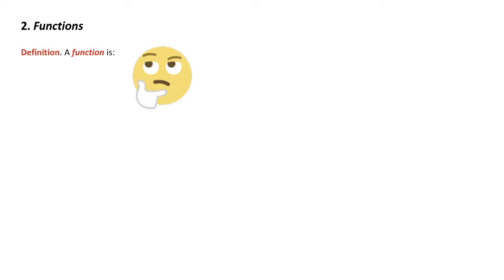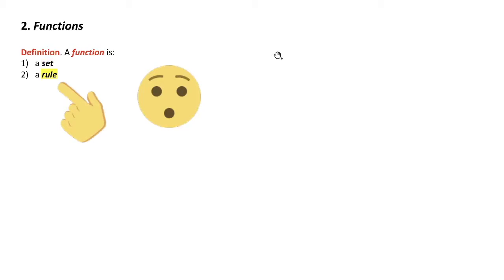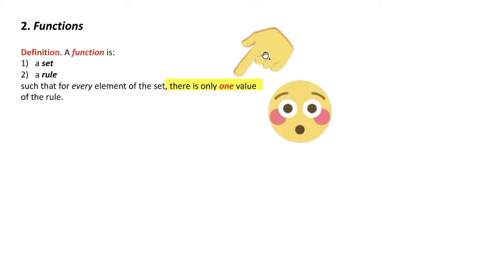Now, we're going to move up on the food chain, and introduce functions into this environment. So we've talked about sets, we talked about equations, we've linked equations to sets. Now we're going to talk about a function. So what is a function? Well, for a function, I need a set, and I need a rule. And the rule has to have some caveats to it. For every element of the set, you can only have one value of the rule.